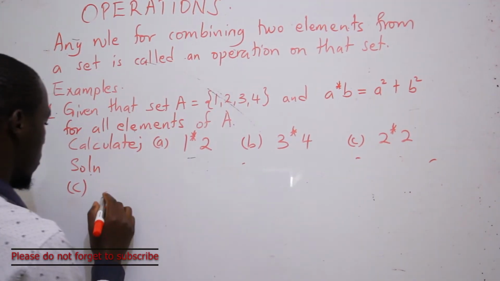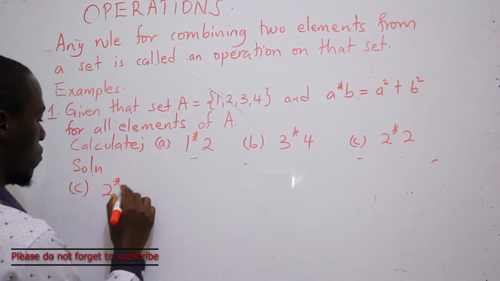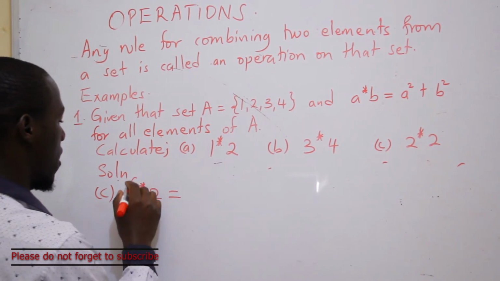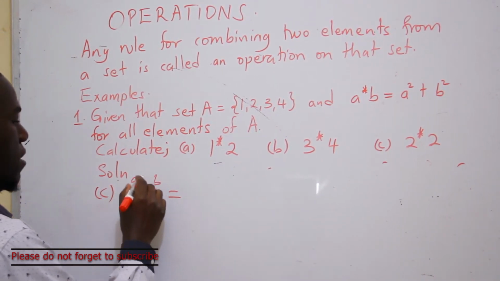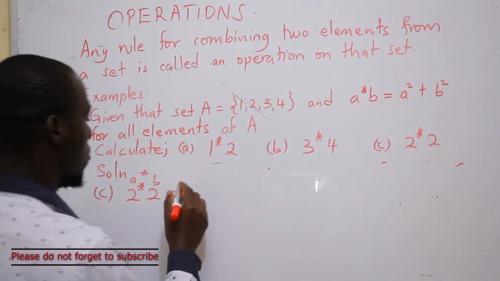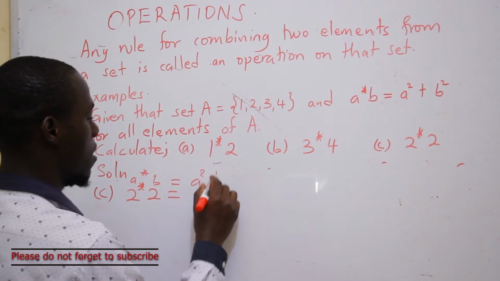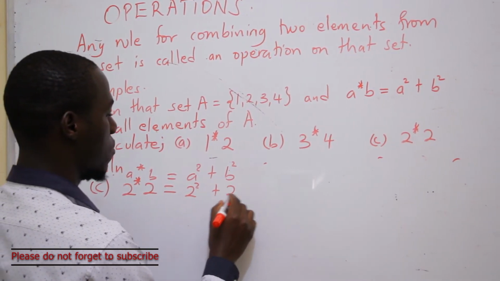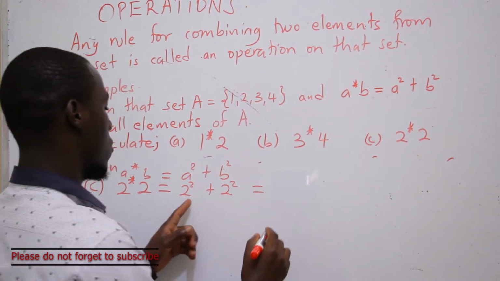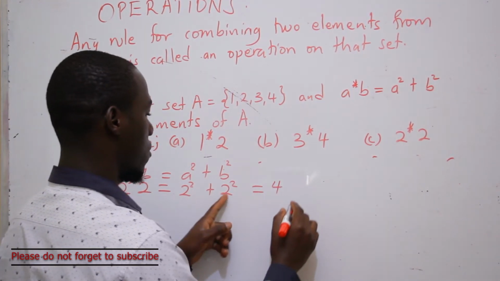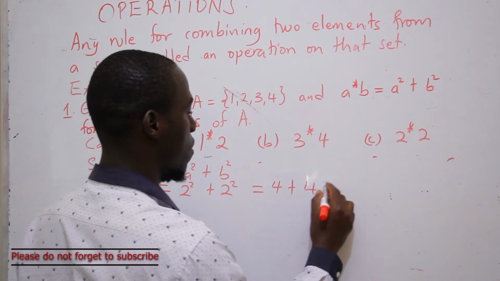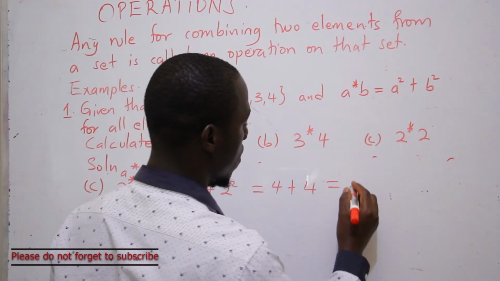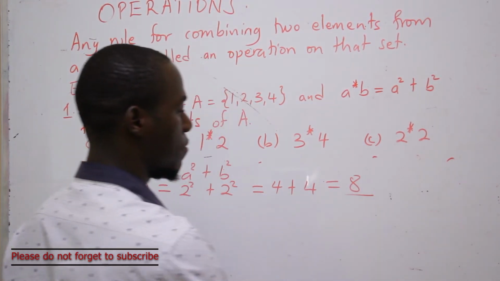Part C, 2 star 2, that is, the A is the 2 and the B is the 2. I'm substituting into that formula of A squared plus B squared. So 2 squared plus 2 squared. Squaring 2, that's a 4. Squaring 2, that's a 4. Adding 4 plus 4, you get 8.